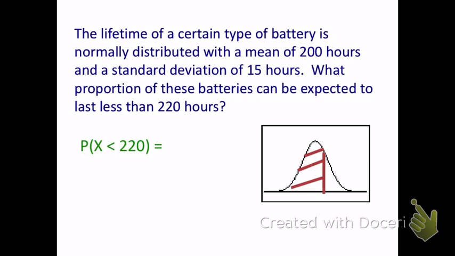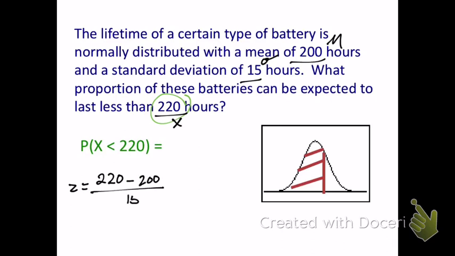There are 2 ways I could solve this. I'm going to show you both ways. I'm going to show you the long way first, and then I'm going to show you the shortcut way. And it's going to be up to you which one you choose. You'll probably choose a shortcut, but I want to show you how it works both ways. So the long way is calculating the z-score at 220. 220 is my x, mean is 200, standard deviation is 15. So to find my z-score, I'm going to do 220 minus 200 over 15.